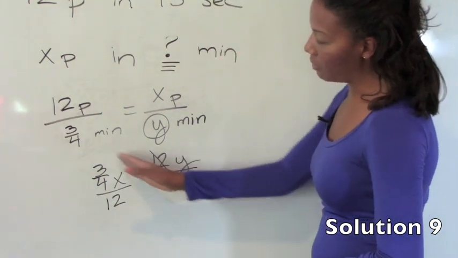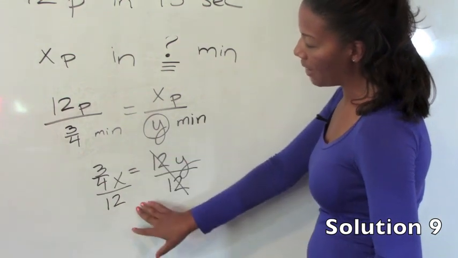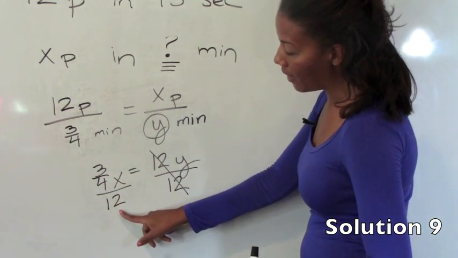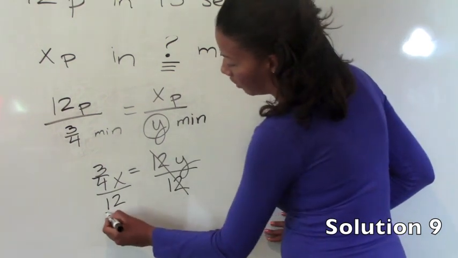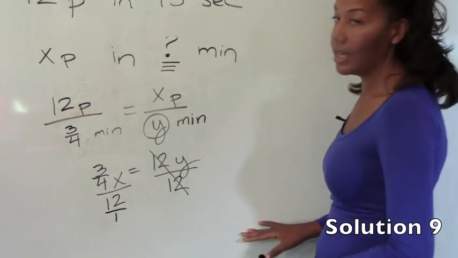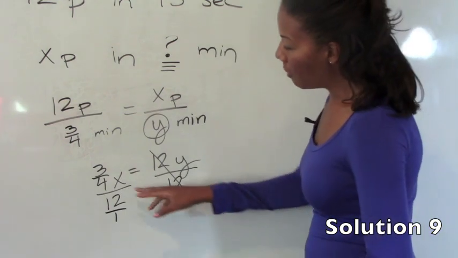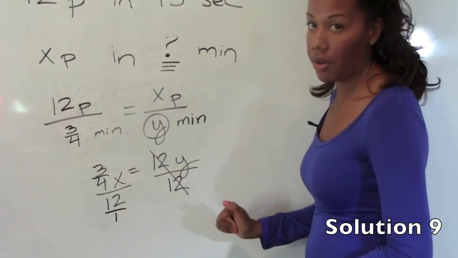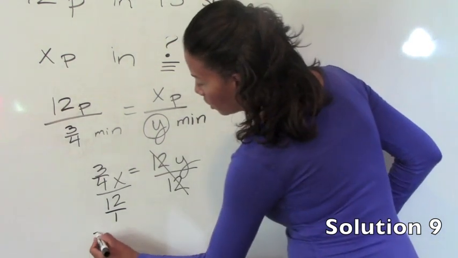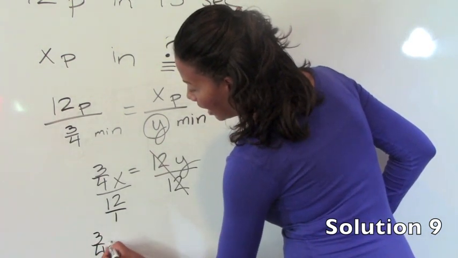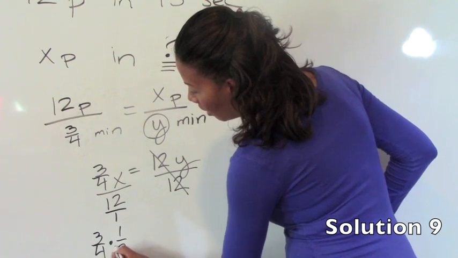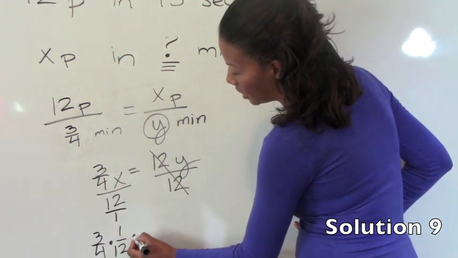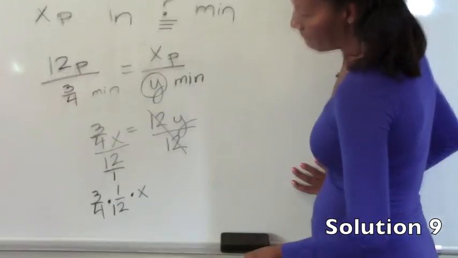And you're left with this rather odd looking fraction. Okay? So remember, a fraction divided by a fraction, and 12 can be written as a fraction because I'm going to put it over 1, is the same as multiplying this original number by the reciprocal of the denominator. Okay? So that means 3/4 times 1/12 is the same as 3/4 divided by 12 over 1, and we're still multiplying by the x. Okay?